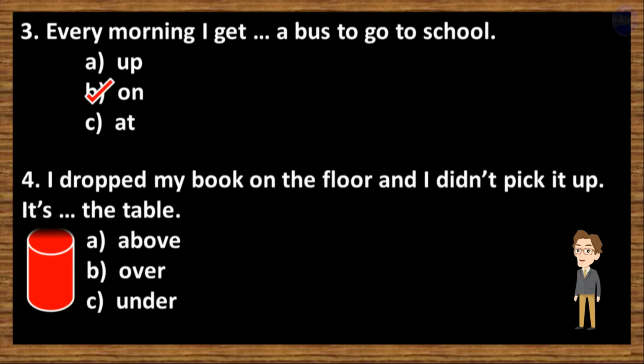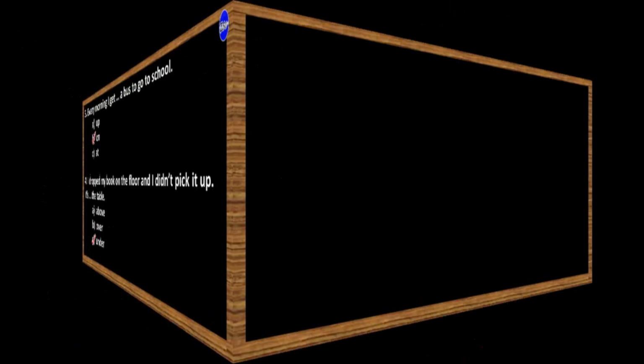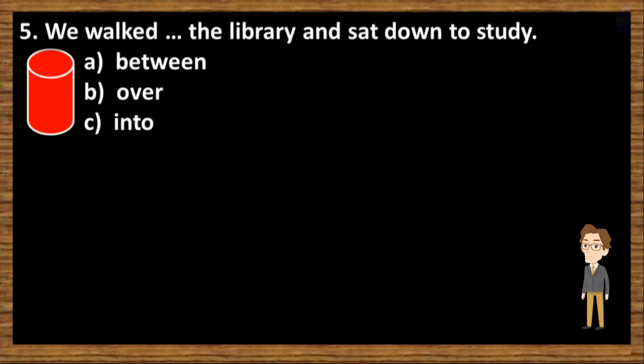4. I dropped my book on the floor and I didn't pick it up. It's blank the table. A. Above. B. Over. C. Under. 5. We walked blank the library and sat down to study. A. Between. B. Over. C. Into.